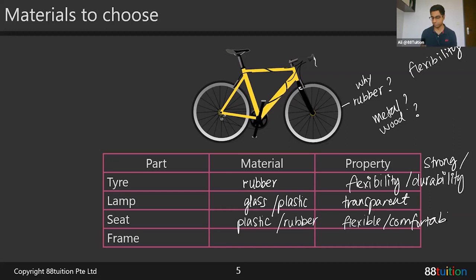Like our clothes, right? It's fabric. It's very flexible, so it's comfortable. You wear something stiff, it will never conform to your body, so it's not comfortable, which comes from the reason of flexibility.